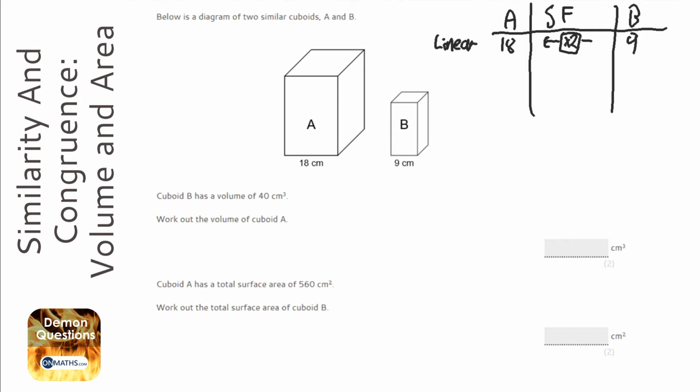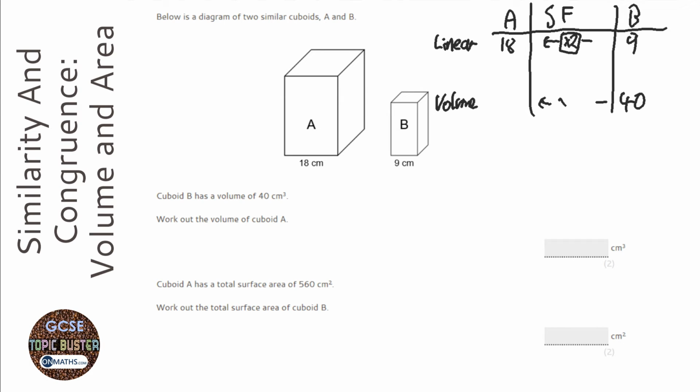So volume scale factor. Now it says that the volume of B is 40. Now to get from B to A, I need to times it by 2 per dimension. So I'm going to times it by 2 cubed. Now 2 cubed is 8, so all I need to do for that is 40 times 8. You're timesing by 2 for each dimension. Since volume's in 3 dimensions, it's times 2, times 2, times 2. 4 times 8 is 32, and so 40 times 8 is 320.